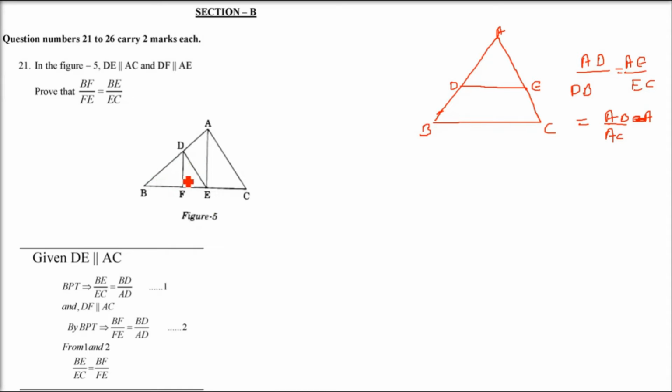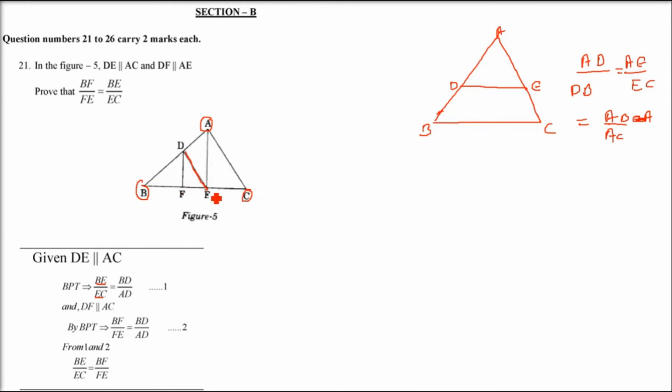I am taking the first triangle, ABC, or you can say BAC. This triangle we are taking first. If you see here, DE is parallel to AC. That means BE by EC equals BD by AD. This is the first one.